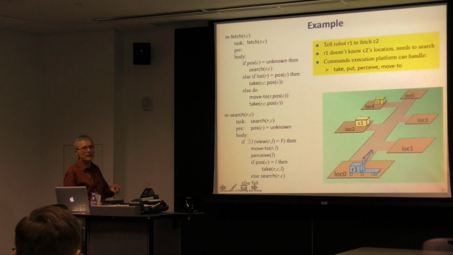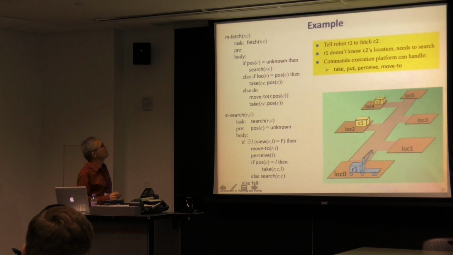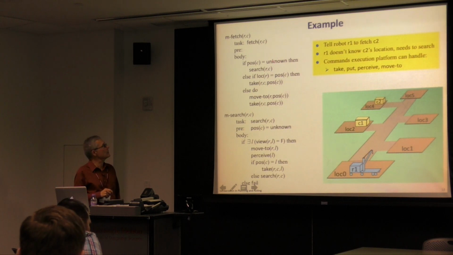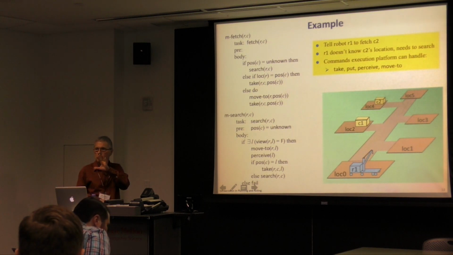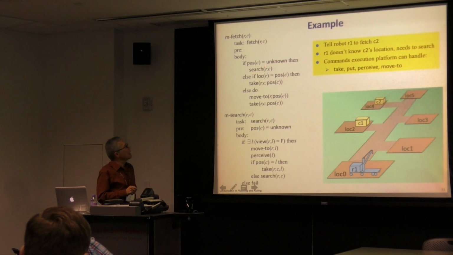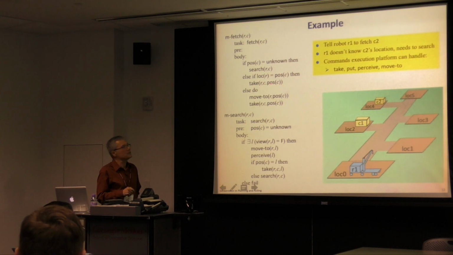In this simple example, we only have one method for that task. That method has no preconditions. The body of that method is a program that looks like this. If the robot doesn't know where the position of the container is, then it has the task of searching for it. That's another task which has another method that we'll talk a little bit about down here. Otherwise, if the robot does know where the container is, well, if where the container is is the same location where the robot is, then the robot has the action of taking the container. Otherwise, it's going to move to where the container is and then take it. All right?